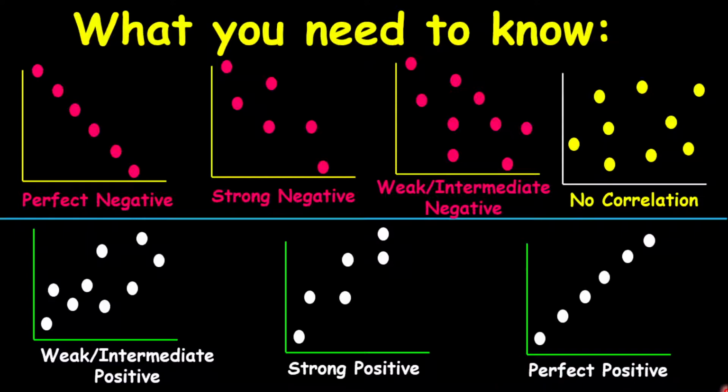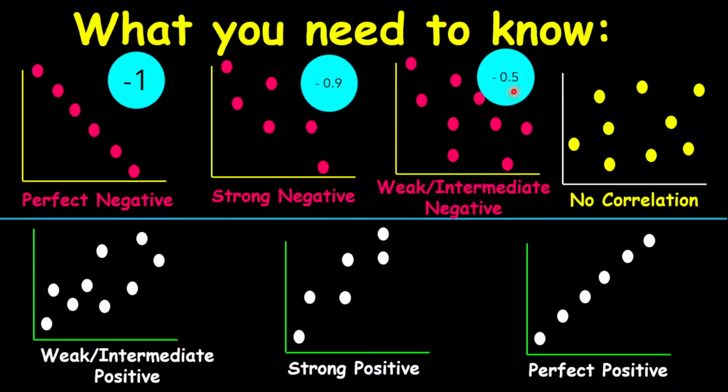Now, here are some ranges of numbers that you may look out for with these graphs. Perfect is always 1, so the coefficient will be a value of 1. Perfect negative will be -1. If you have a strong negative, then you will have a value close to -1, for example -0.9. And if you're weak to intermediate, then what you'll have here is -0.5.